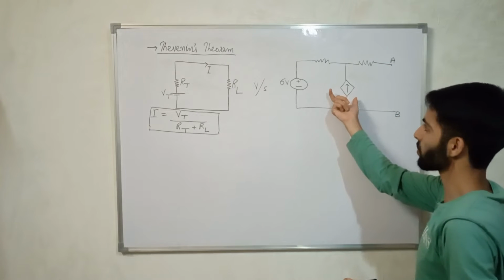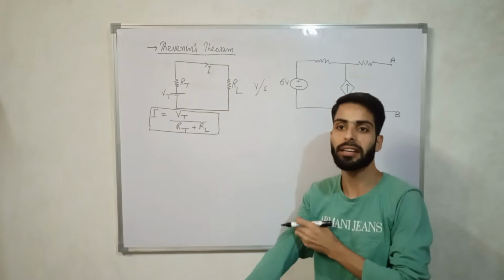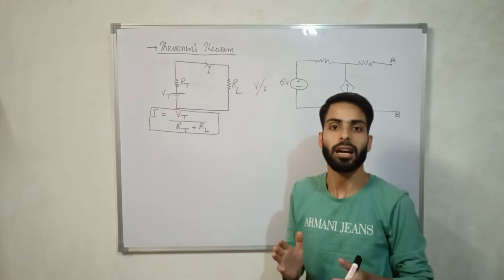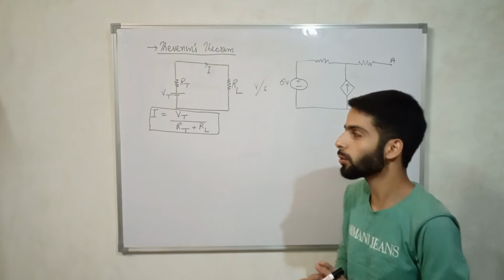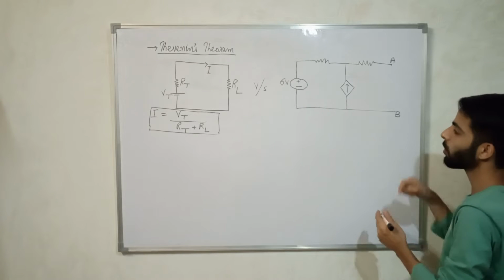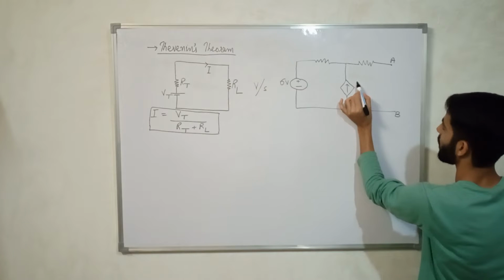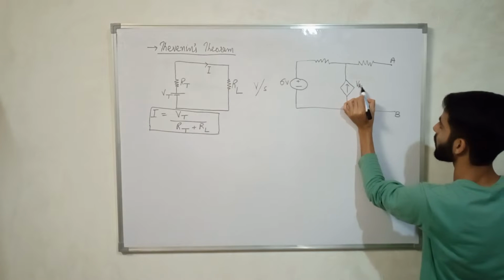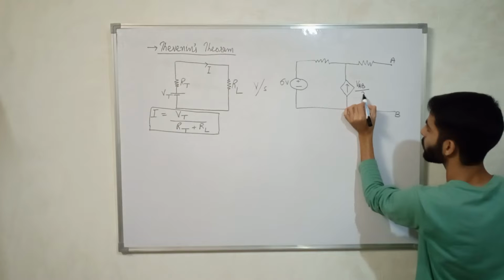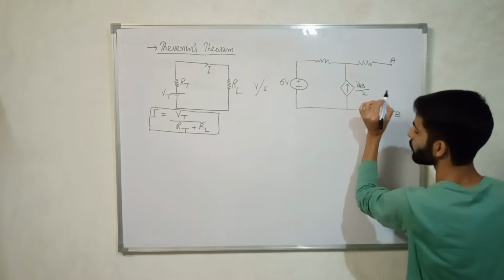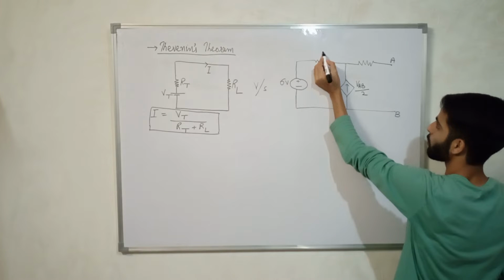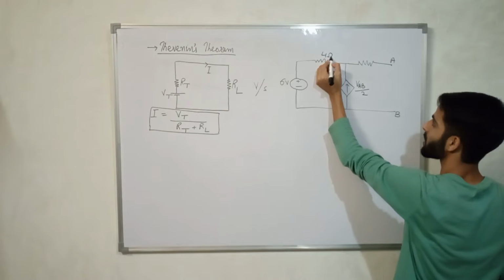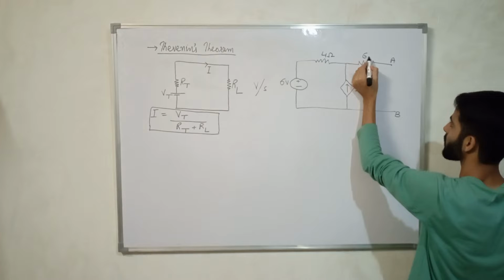This current source can be written in the form of a voltage divided by some parameter like resistance. So say this current source has value VAB divided by 2. Okay, so suppose this is 4 ohms resistance, this is 6 ohms resistance.